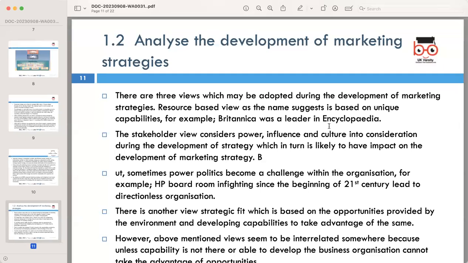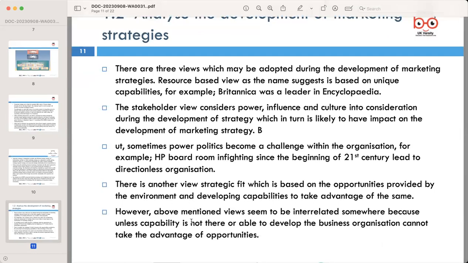The stakeholder view considers factors like power, influence, and culture in strategy development. However, internal power dynamics can be challenging, as seen in the infighting within HP's boardrooms. Strategic fit focuses on aligning capabilities with environmental opportunities. This view recognizes the interrelations between capability and opportunity. These views are interconnected, as capability is essential for seizing opportunities. Without the capability, organizations cannot fully utilize opportunities.